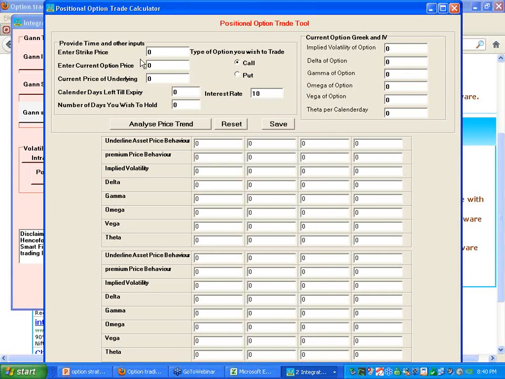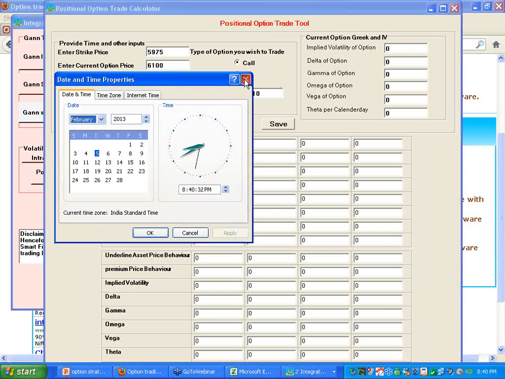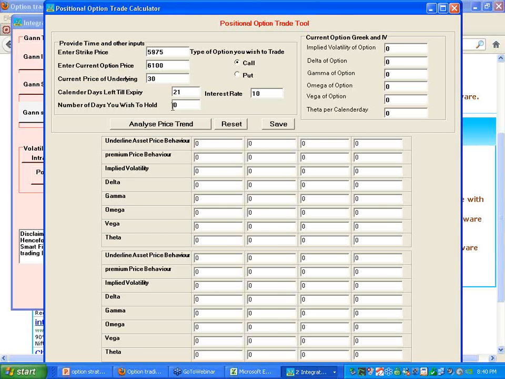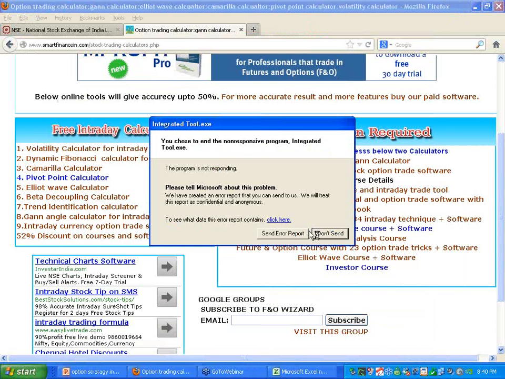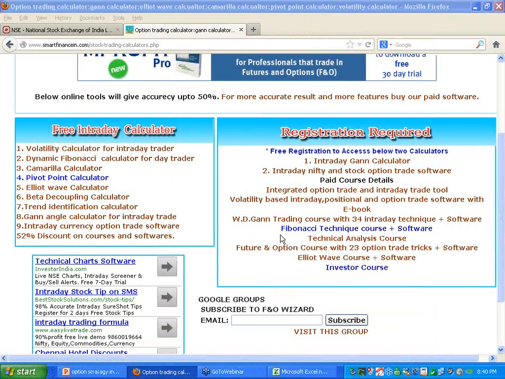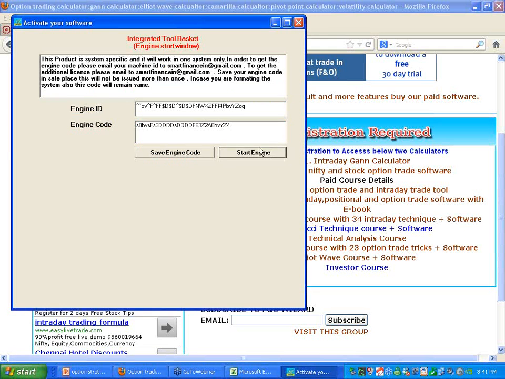In the positional option tool, suppose we are going with 5975, the same way of analysis we have done here. If I give the 6100 strike, which is at 30 rupees now, the calendar days left till expiry: today is the 5th and we expire on the 26th, so 21 days are left till expiry. I am going to hold it for 10 days. For the call option, if I analyze the price trend, I will get the price trend information here. Rather, I can take some fresh examples here.